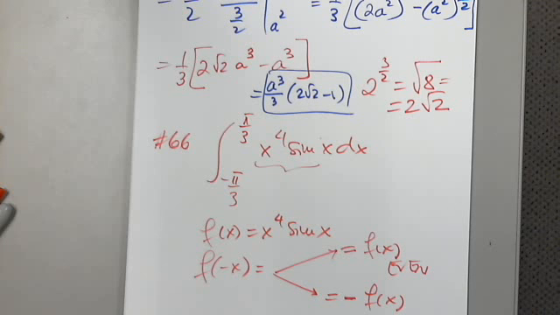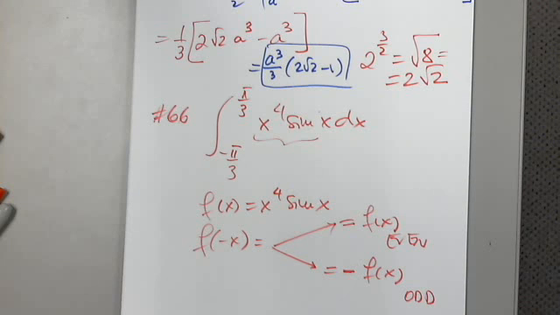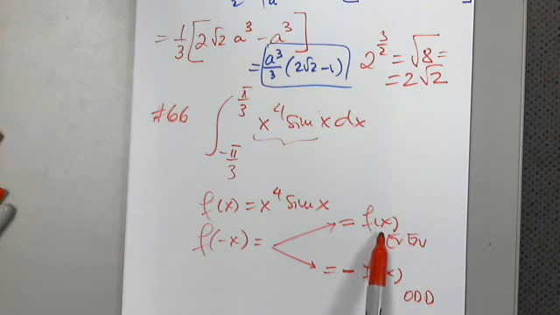What kind of function is x to the fourth? Odd or even? Remember its graph. Even. What type of function is sine? Odd. Indeed. So when I replace f by negative x, will I get f of x? Will I get negative f of x or none of the above?